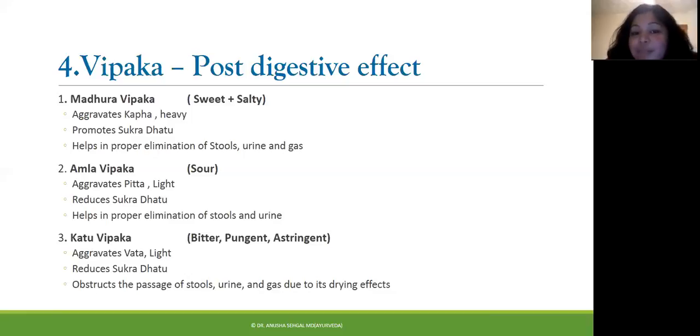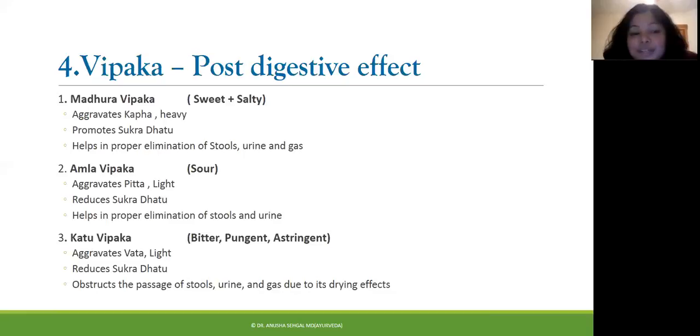So when we mean post-digestive effect, we're basically looking at how that substance is going to then affect the doshas that are already there. Okay? So for instance, if you are a person who is pitta prakriti, or you have a condition where pitta is aggravated, then eating sour substances that have a sour vipaka will obviously aggravate pitta even further. So you do not want to consume sour substances if you are a pitta prakriti or if you have a pitta aggravation.